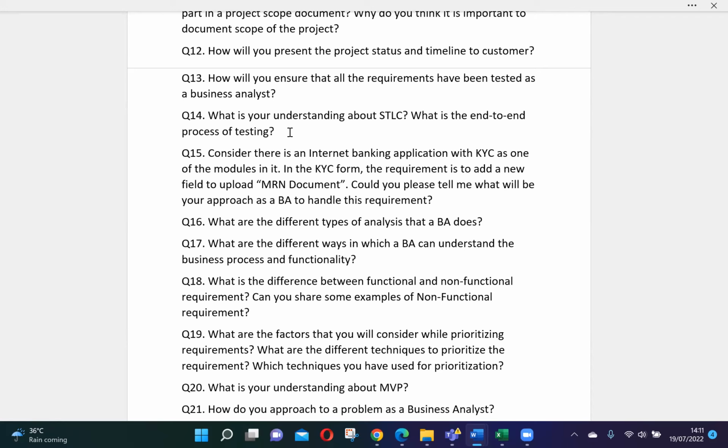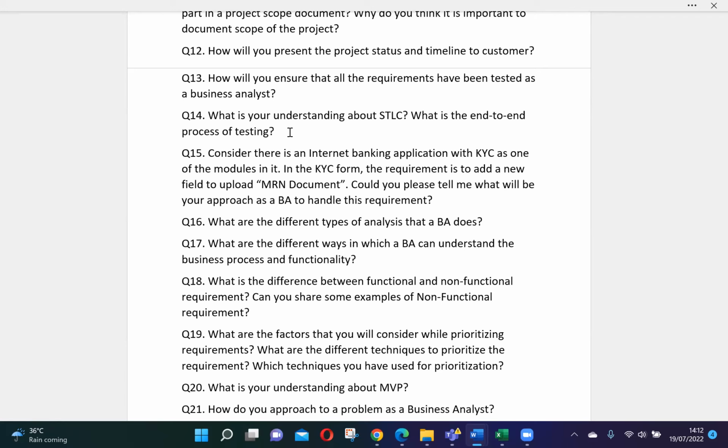That is when we test with the customer to be sure that the product meets the customer's requirement. Once this is done, it then gets deployed to the live environment. The end-to-end process of testing starts from when the product is deployed. I mean the integration testing, system testing, UAT testing and live testing. That's my understanding.